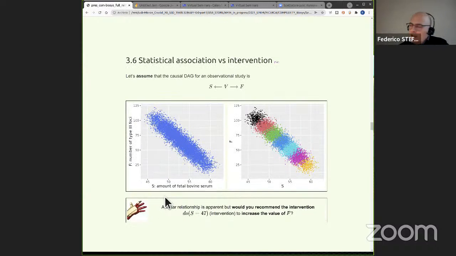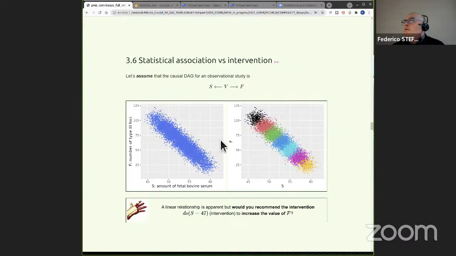So is it important to distinguish a probabilistic model from a causal model? I think yes, because consider a simple DAG in which V goes to S and V goes to F. And let's plot in this illustration F on the y-axis, S on the x-axis, and you see a linear relationship between S and F. So the question is, should we recommend the intervention S equal to 47, so manipulation, in order to increase the value of F? Apparently, the linear relationship says we should, but when we manipulate S, the DAG says that F will not change because it depends on V and on its exogenous variables.